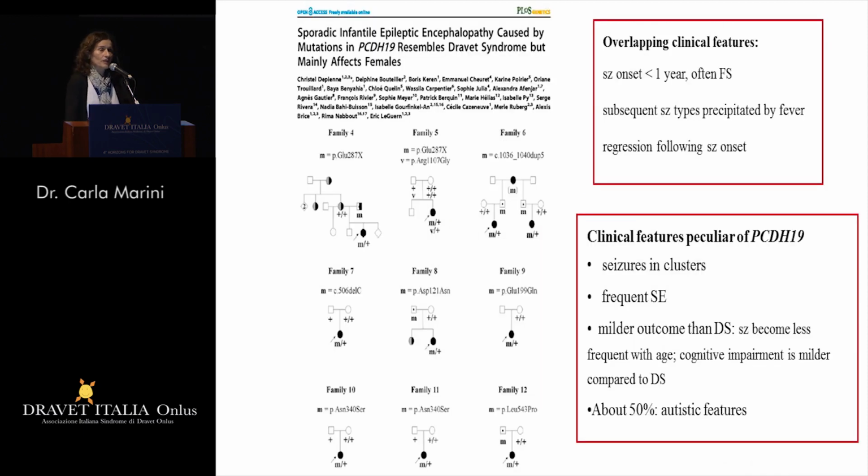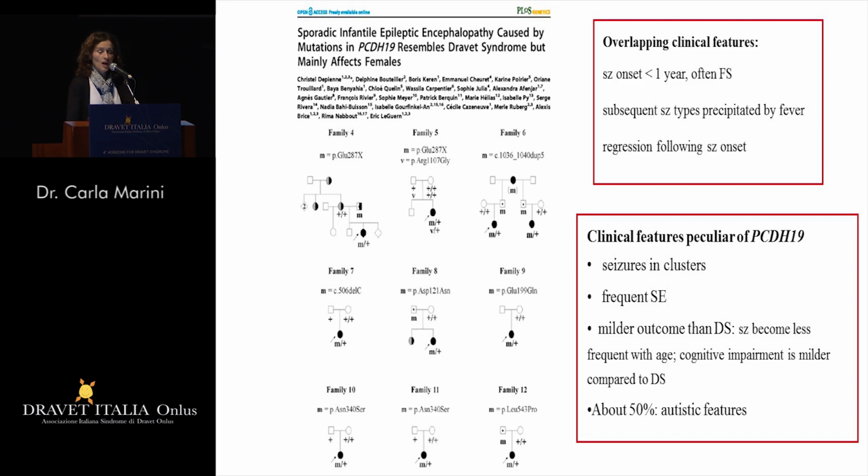A year later, the French group, including Rima, searched for mutations in PCDH19 in patients resembling Dravet syndrome, with seizures again occurring during fever, but negative for SCN1A, and they identified mutations in some of these patients. They published this interesting paper saying that in these female patients, the phenotype resembled Dravet syndrome, and they had PCDH19 mutations. Let me point out that there are overlapping features: probably the age of seizure onset, maybe the febrile illnesses again facilitating the occurrence of seizures, and the regression following seizure onset.